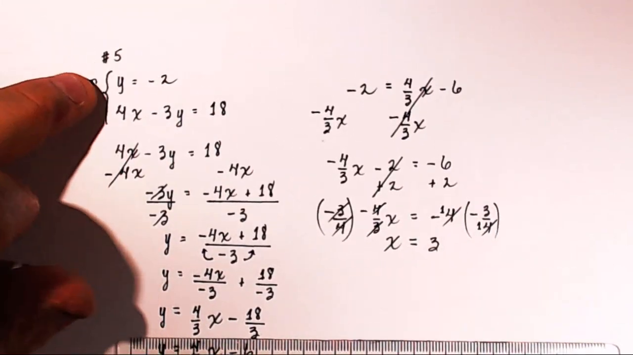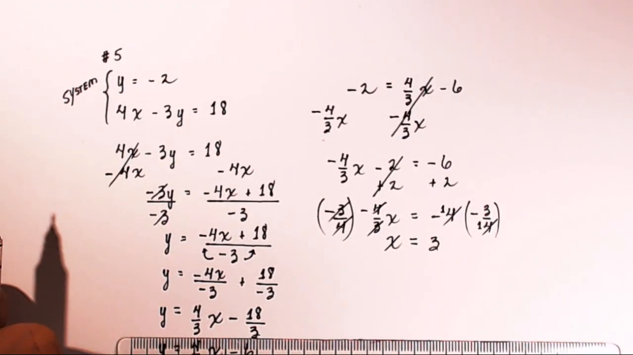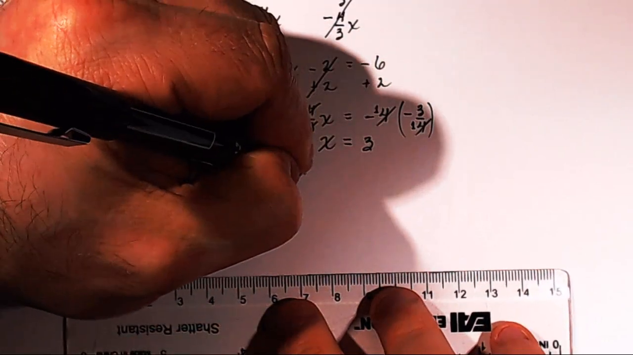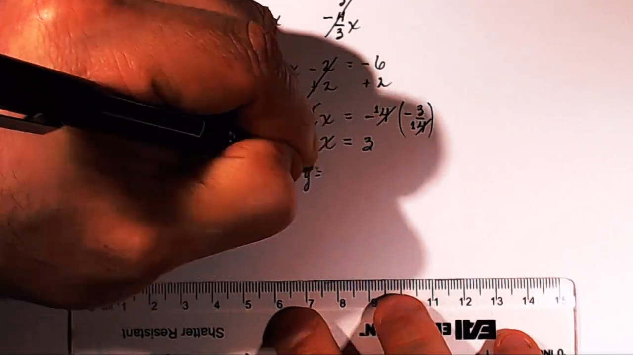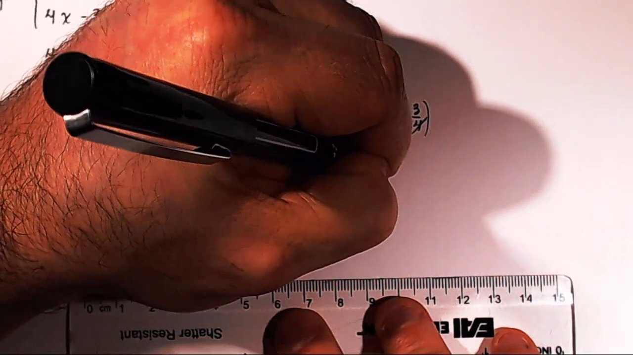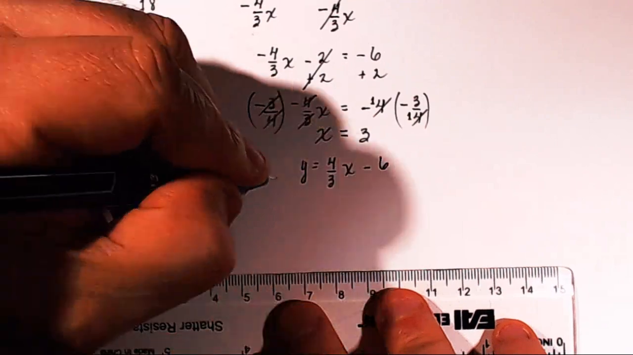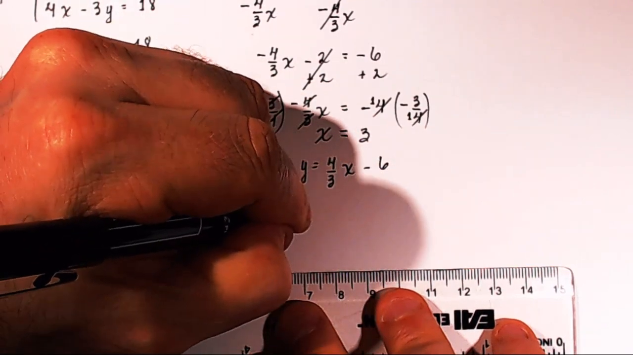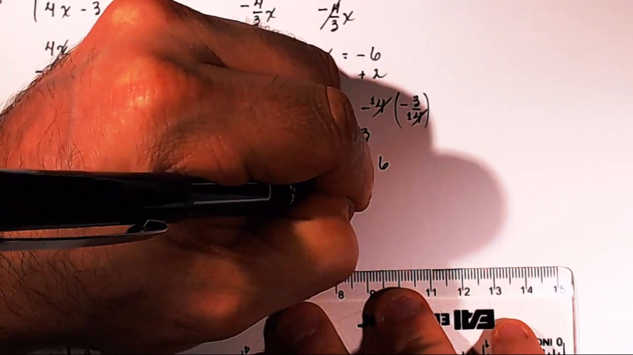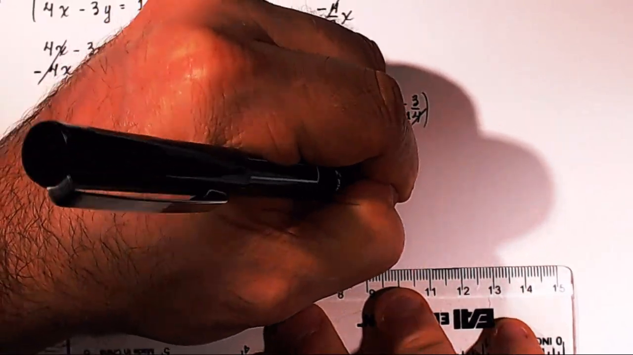Well, we were already given that y equals negative 2, but it might be useful to check our other equation. Remember, we were told that y equals 4/3 x minus 6. So if I plug in that 3, I'll get y equals 4/3 times 3 minus 6.